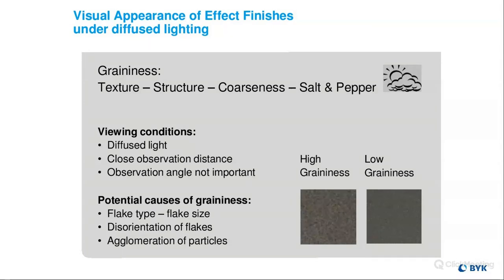And once again, it's important because if you have two panels under this diffused light, and you didn't account for the type of graininess in that coating, these two different panels might look completely different under a cloudy day, which is a problem if you're selling to consumers. So it's important to look at all these different characteristics of a coating. And you can see potential causes of graininess are flake type and flake size. If the flakes are different in these coatings, the orientation of the flakes, so if they're not all completely flat, if they're at different angles.